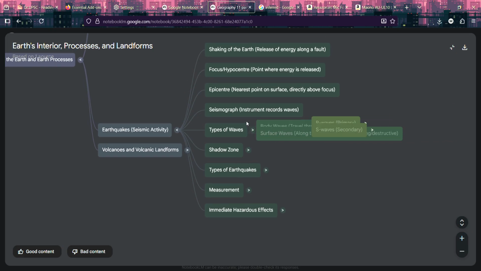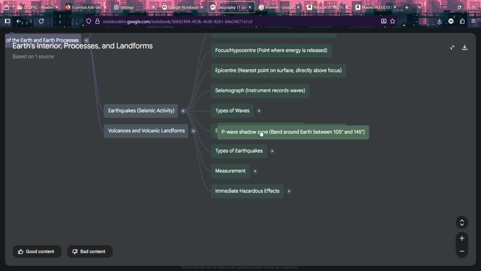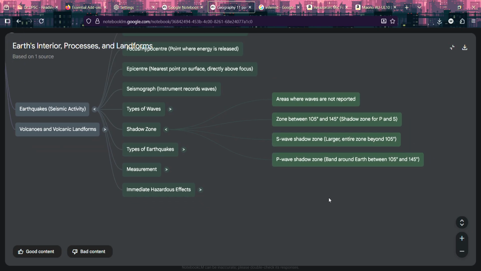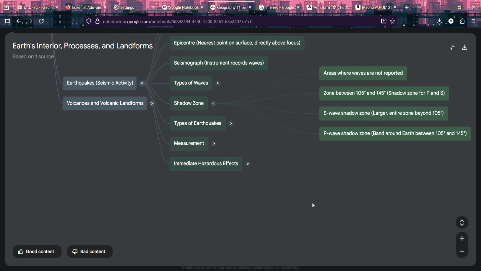Next in earthquakes are the shadow zones. They are the areas where the waves are not recorded. The zone between 105 and 145 degrees is the same for P and S waves. S wave shadow zones are much larger, the entire zone beyond 105 degrees. The P wave shadow zone is a band across Earth between 105 and 145 degrees.